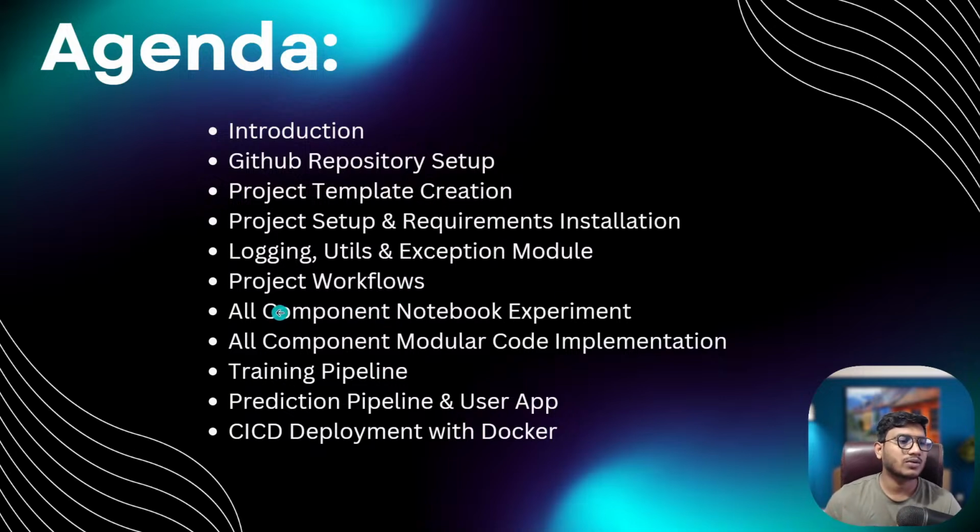Then I'll be discussing logging, utils, exception, project workflows, and all component notebook experiments. I think you remember we did the notebook experiment for all the components. Then we have to do the modular coding implementation for all components. Then we'll be creating the training pipeline and prediction pipeline. We'll also be implementing the user application. That means a web interface will be implemented so that the user can upload an image and get the prediction itself. Then at the end of the implementation, I will also show you how we can deploy this project.